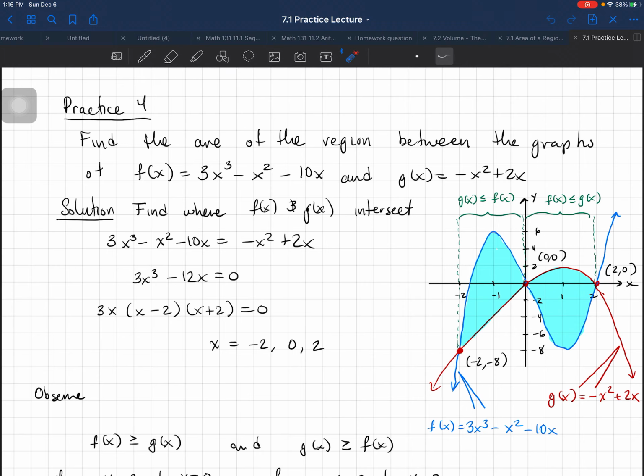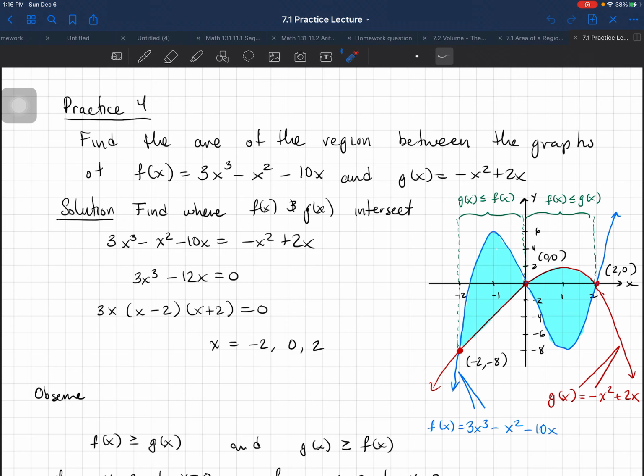Otherwise, if we do it backwards, we end up getting a negative value, and obviously that would be wrong. But using some basic logic, if we can distinguish where these two functions change positions, then we can separate the region into two parts. We'll find this one first, and then this one second. So we just separated it into two different problems.